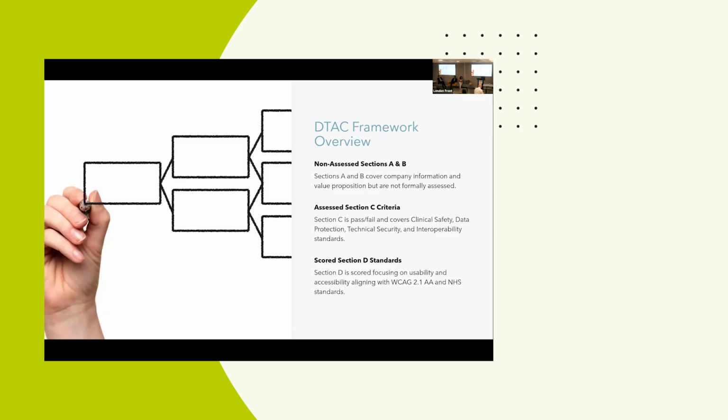So the framework itself, as I said previously, is split out into sections. There's sections A and B, which cover company information and value proposition that are not formally assessed. Then you have section C, which is a pass and fail and covers clinical safety, data protection, technical security, and interoperability standards. And then section D, which covers usability and accessibility, and is very much aligned with a standard called WCAG, or WCAG as some people know it, 2.1 AA.